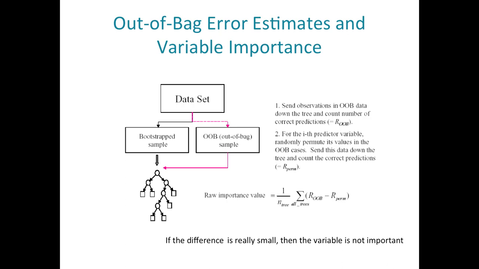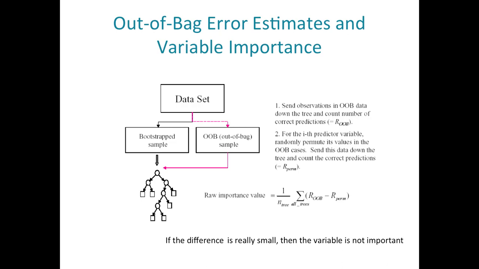To model that, we use the same out-of-bag sample data set. And basically what we do is to understand the importance of a given variable, of a given feature, we take all of its values in the out-of-bag data set and we randomly permute them, okay? And then basically take all those samples again down the tree and compute the number of correct predictions, what we're calling R_perm, okay?